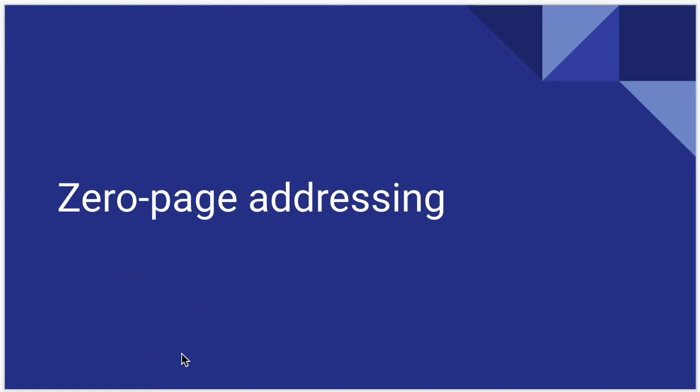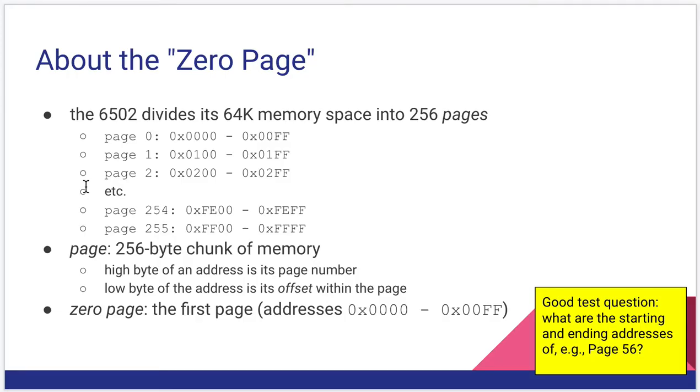First is zero-page addressing. Now, zero-page addressing, as far as I know, is fairly unique to the 6502 and its variants. I've never heard of this elsewhere. It might exist, but I don't think this is something you're going to see as a general rule across other architectures. The 6502, as we've said before, has 64K of memory space. We can divide that up into 256 equal chunks called pages. Each of these pages is 256 bytes long. And you can see some examples of how the pages are laid out here.